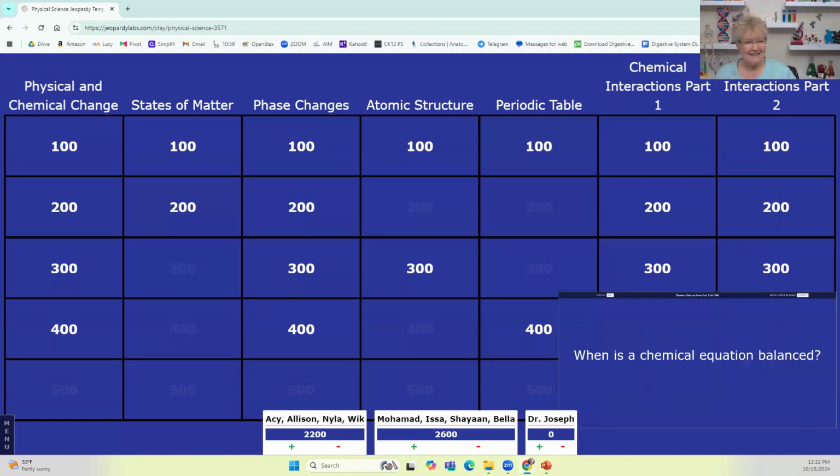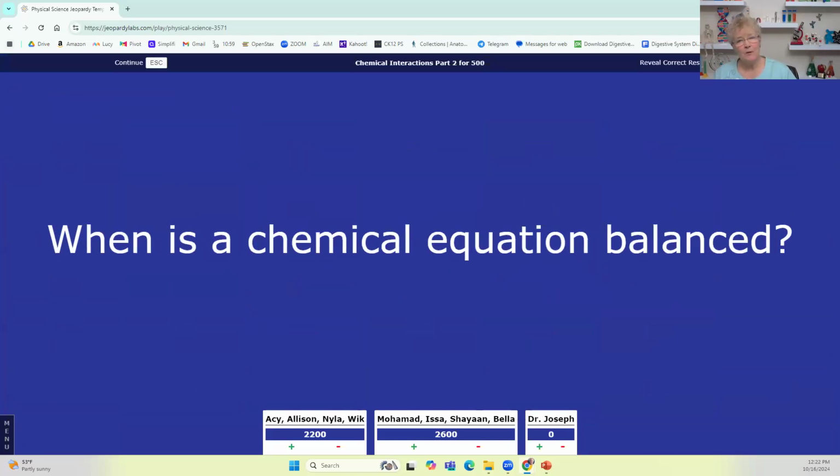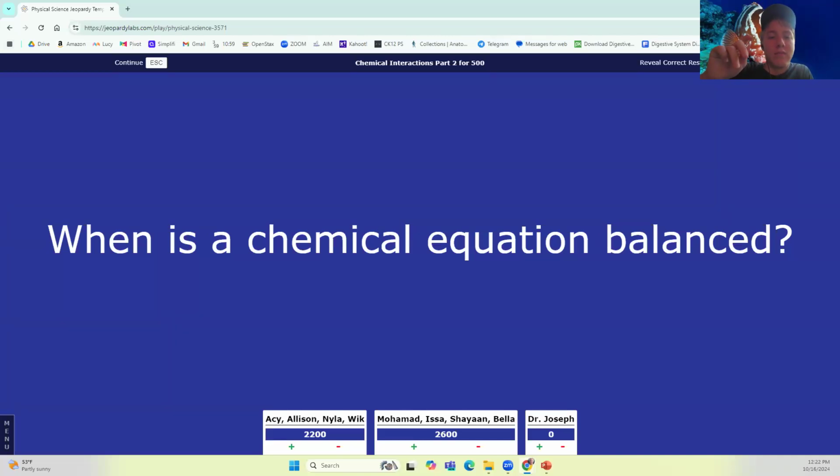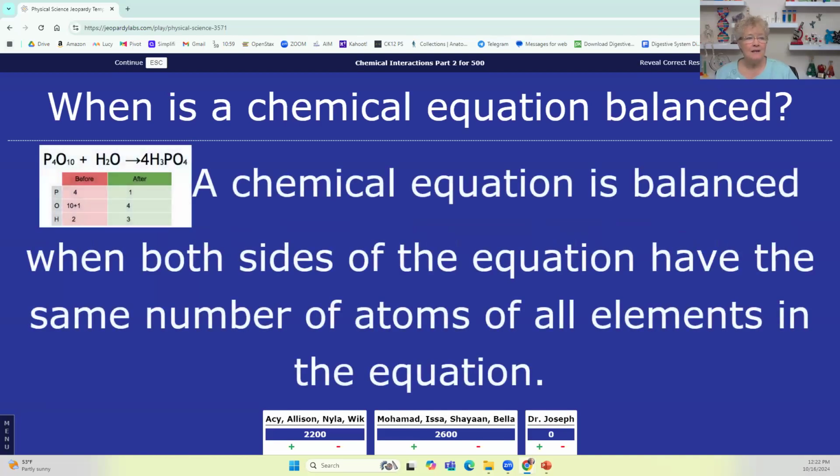Chemical interactions, 500. All right. When is a chemical equation balanced? I think I need some help. Okay, AC. I think it's when there's the same amount of atoms on each side of the equation. Yep, that's exactly right. When you have the same number of all of the elements on both sides of the equation. Excellent. All right, so that is 500 more points.